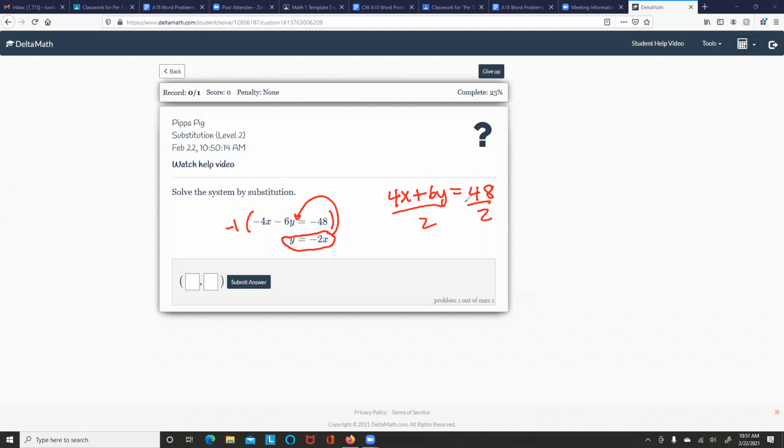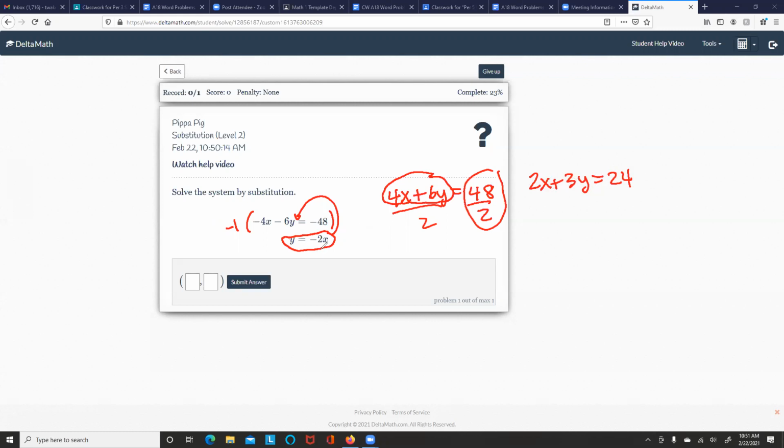Why not? It makes the problem simpler. I don't like all these big numbers, so let's divide it by 2. If I divide this part by 2, we're going to get 2x plus 3y equals, and then 48 divided by 2 is 24. This is the same equation as this. We've just divided by 2 to make it simpler, so that's okay.